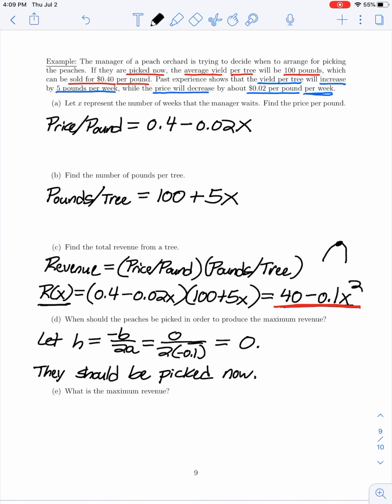And then in part E, we are asked what is the maximum revenue. So if they are picked now, that is if x is 0, they wait 0 weeks, the revenue is maximized, and plugging in 0 for x in our revenue function, we would have a value of $40, measured per tree.